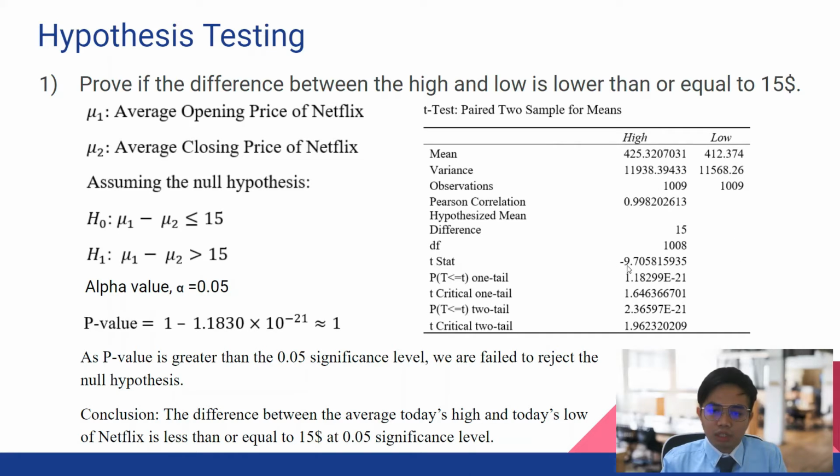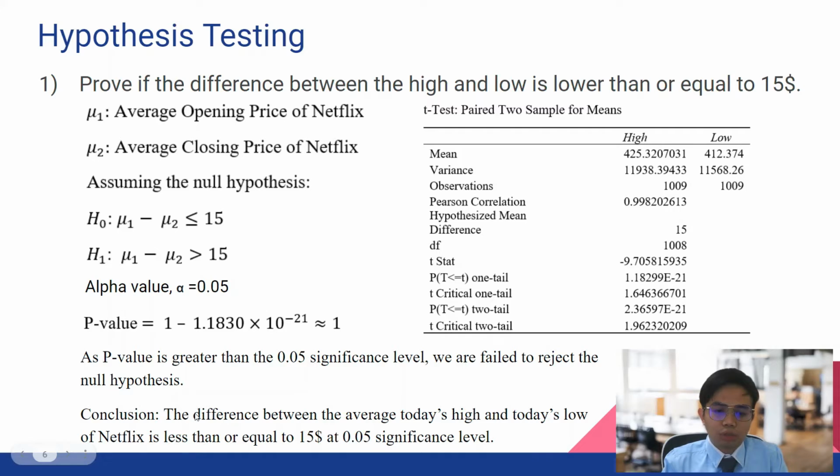And we got a t statistic with a negative value. So we need to subtract it from 1 to get the p-value, because it is an upper-tail test. So we got the p-value approximately equal to 1. As the p-value is greater than 0.05, we fail to reject the null hypothesis.